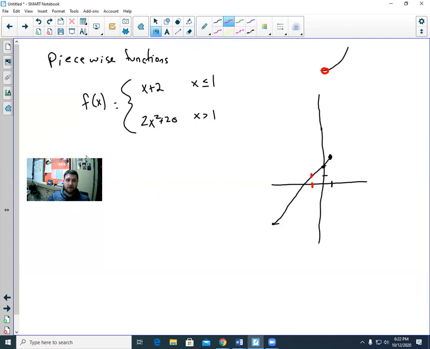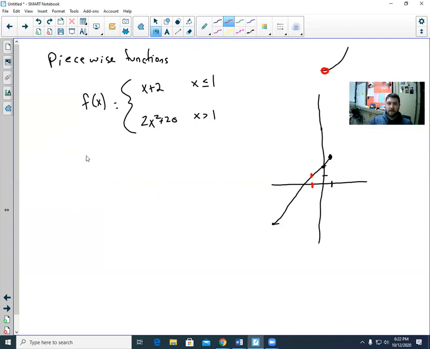So now they may ask you a couple different things. I'll put myself back here. A couple things it might ask you is, okay, I want you to find the value of f of -2. Now there's a couple things you have to think about, because I'm not just going to plug -2 into both of these. I have to find the domain that fits this value. So if I have -2, -2 is obviously less than or equal to 1, so I'm going to use this. So I'm going to do -2 plus 2, which is equal to 0.